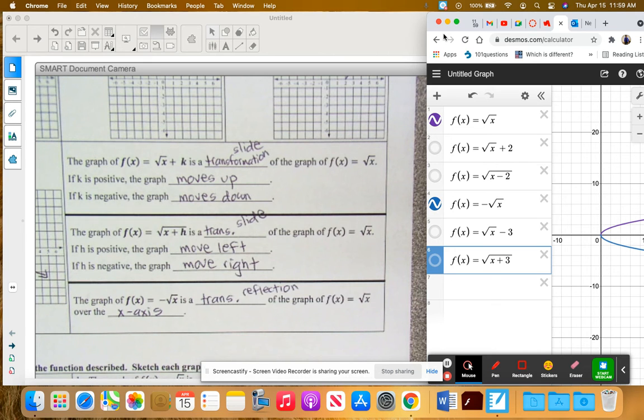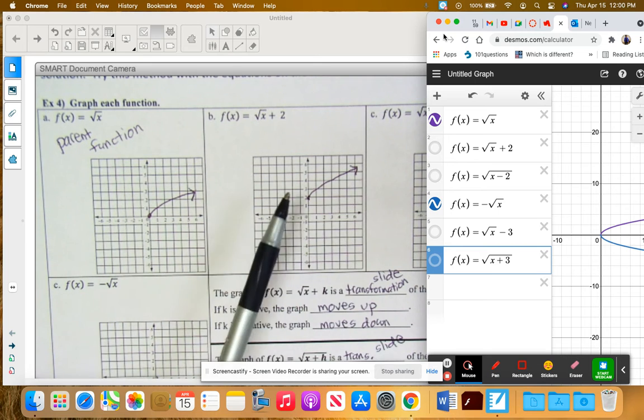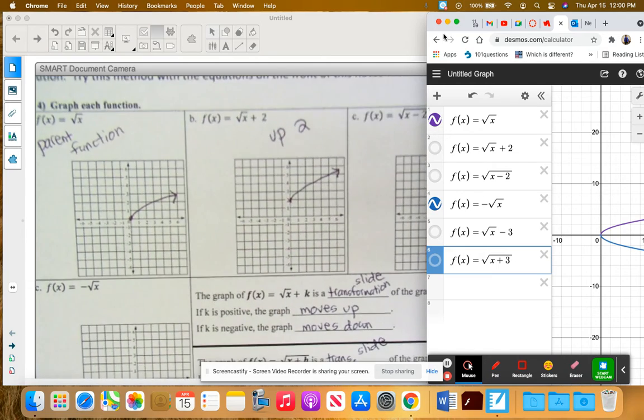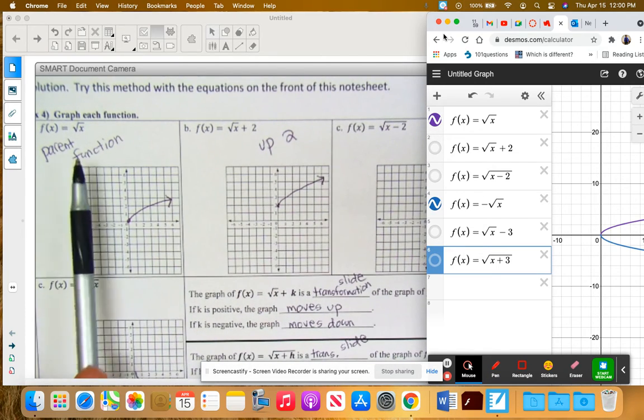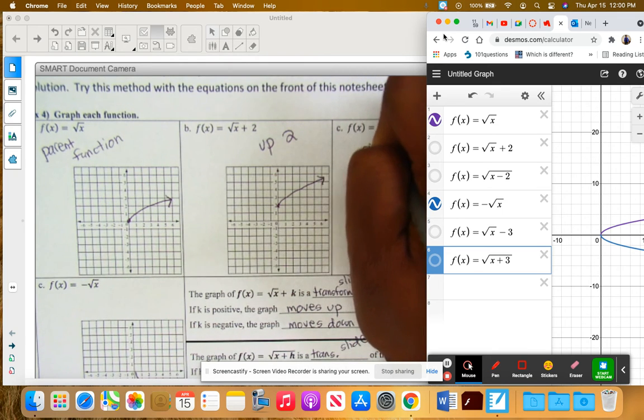So I'm going to do the first 4 graphs that we did. The first one was a parent function, but for the other 3 I'm going to go back and label what effects we had from the parent graph to the function that we typed into Desmos. So from my parent function to b, my graph moved up 2 spaces. This number on the outside of your square root caused it to move up 2 spaces. Now, if I compare that to c, from my parent function over here to c, I had an x minus 2 inside of the square root. This moved the graph right 2 spaces. So this one was right 2 spaces.